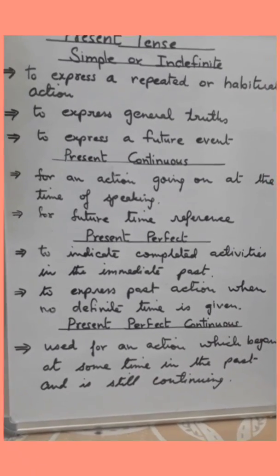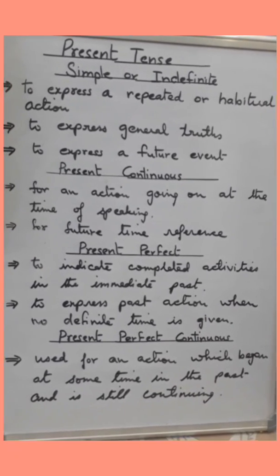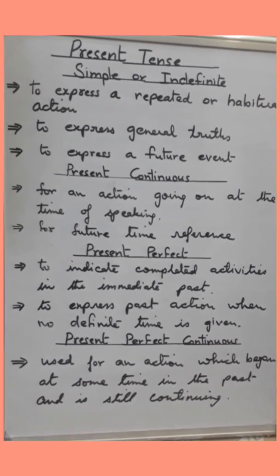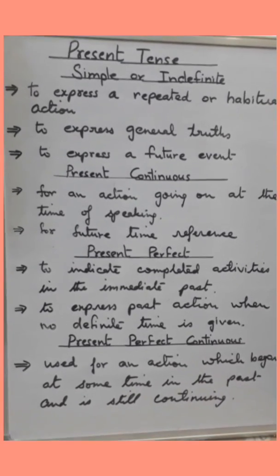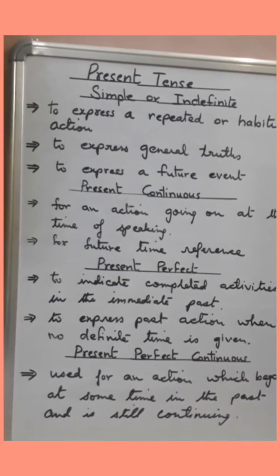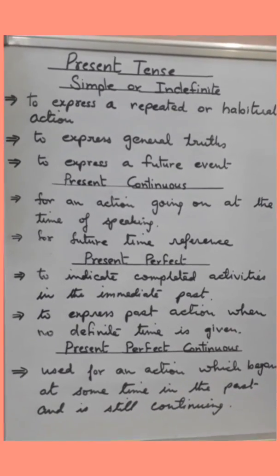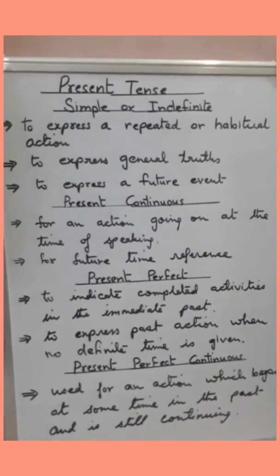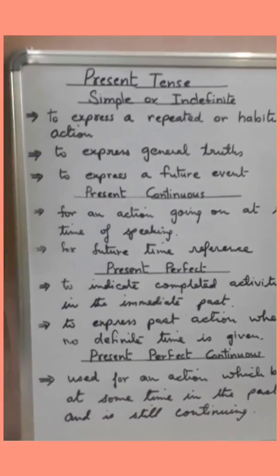Present continuous. This form is used in case of an action which is going on at the time of speaking, like the boys are playing hockey. Or it can also be used for future time reference. My uncle is arriving tomorrow.